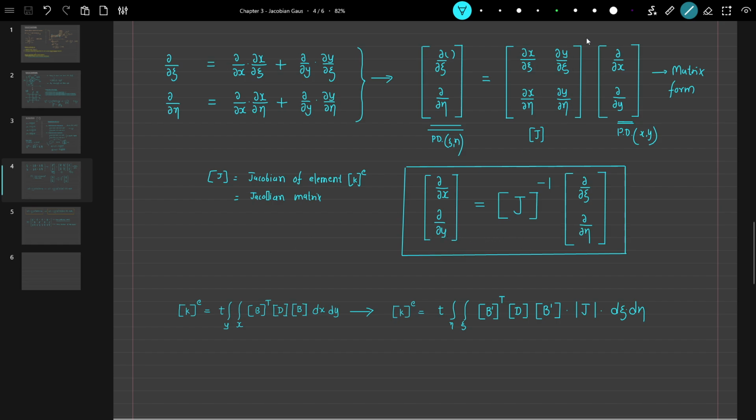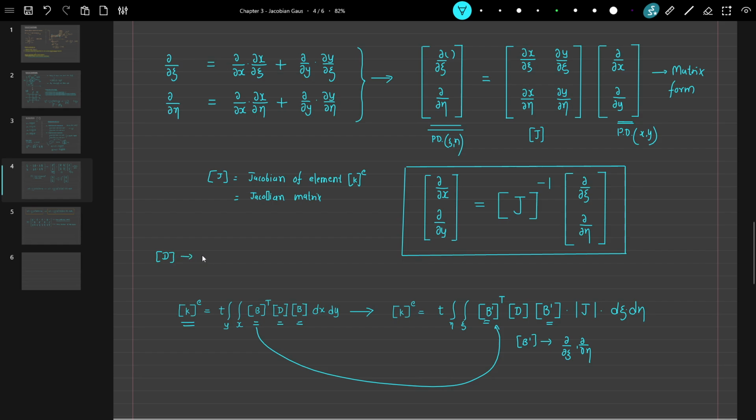And now the element stiffness matrix. Let's come back to the element stiffness matrix, which has B, D, and B. This will become B dash, because now B dash is in the form of ∂/∂ζ and ∂/∂η. So B dash and B dash, these two are there. So what about the D matrix? The D matrix will not change, because we know the D matrix is the stress-strain relationship.